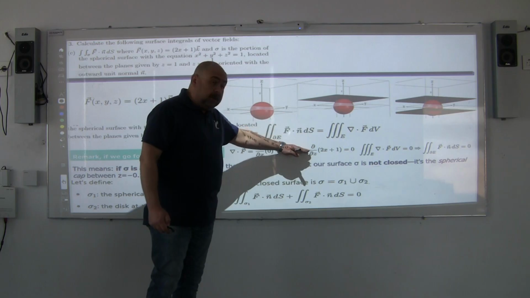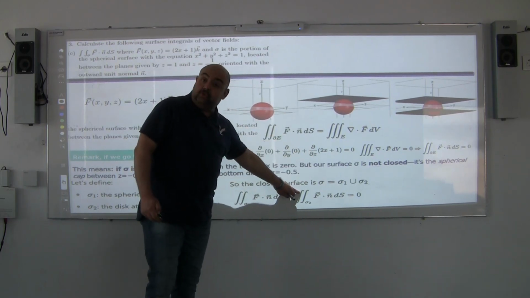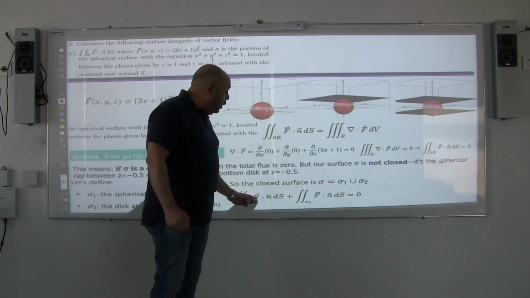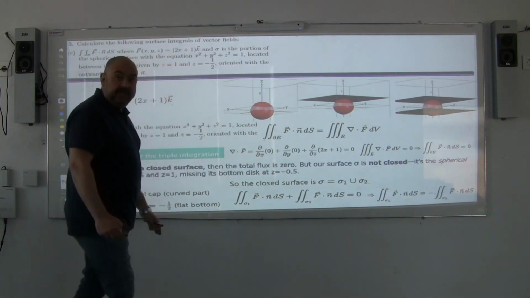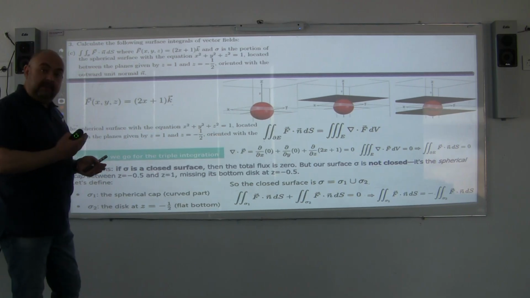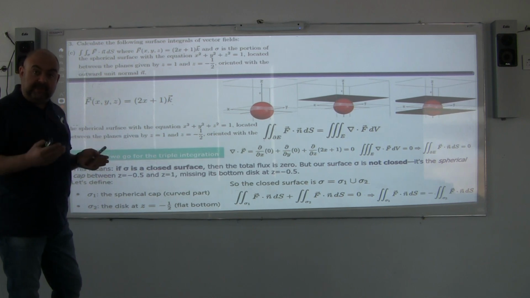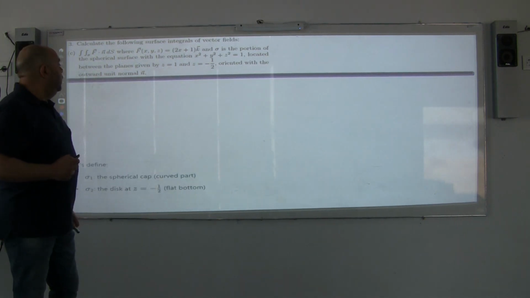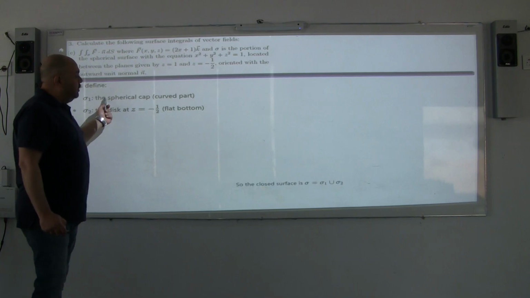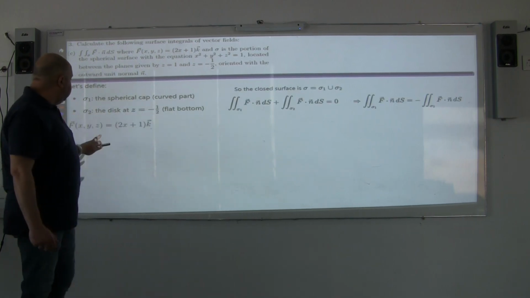As the total is equal to 0, it means the sum of these two is 0, which means one of them is equal to the negative of the other. So I will use my knowledge just to evaluate sigma 1 or sigma 2, and this is how I will be able to determine the flux on this part. This is what's going to happen now. This is sigma 1, sigma 2, as I told you. And here we go. This is the end of the previous slide.